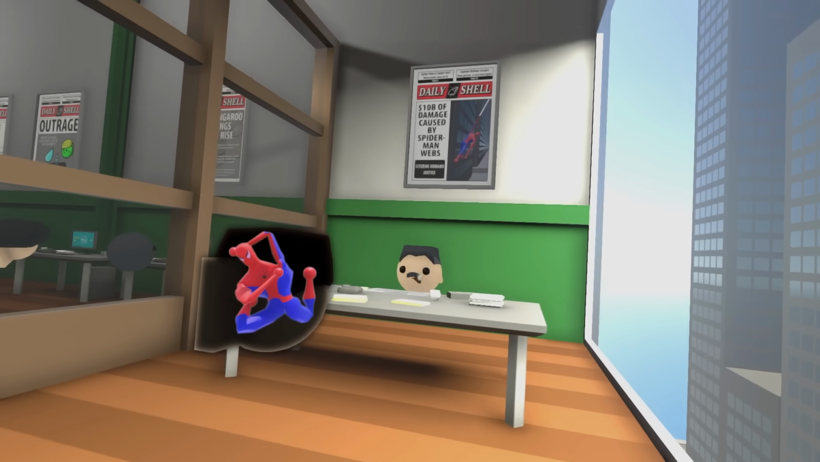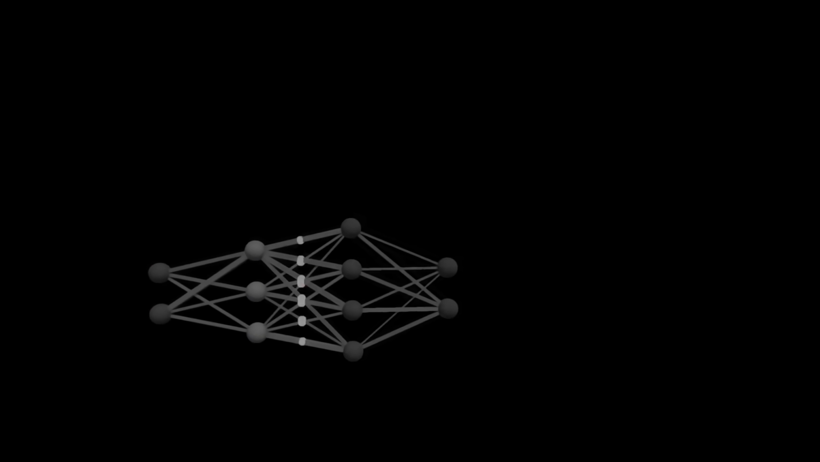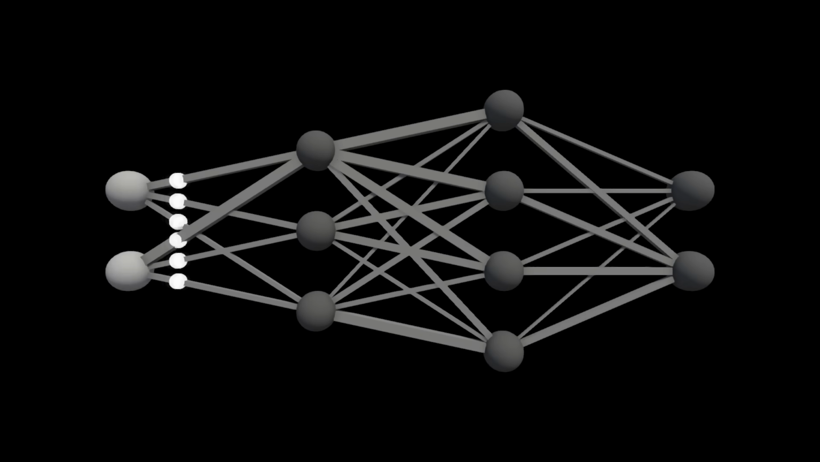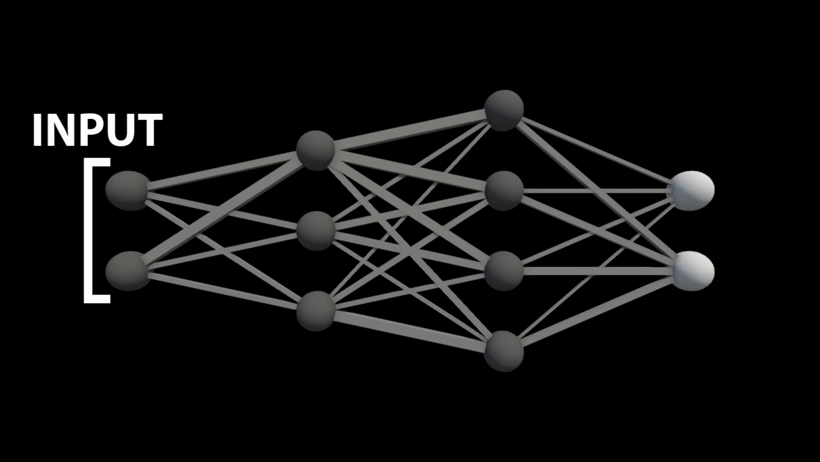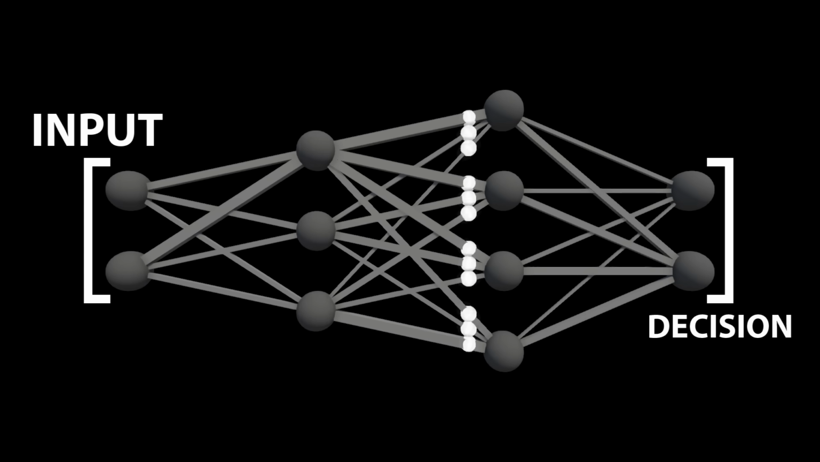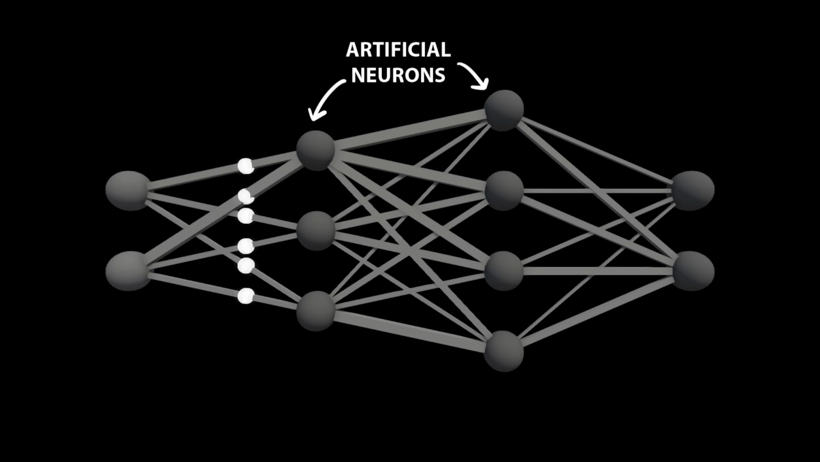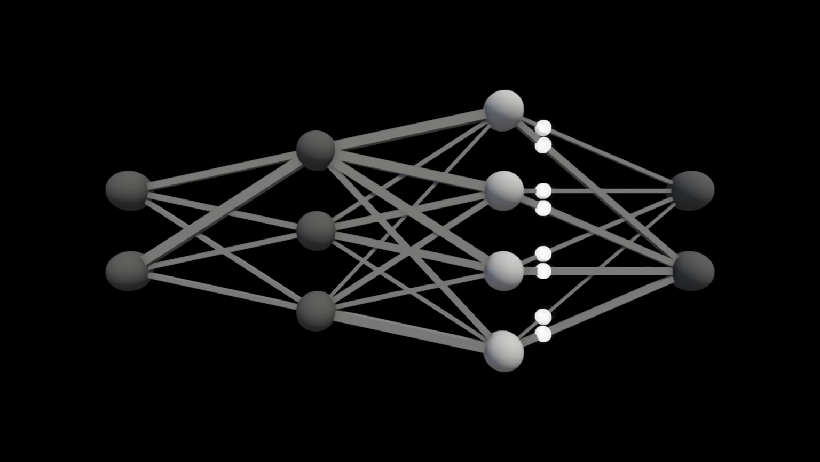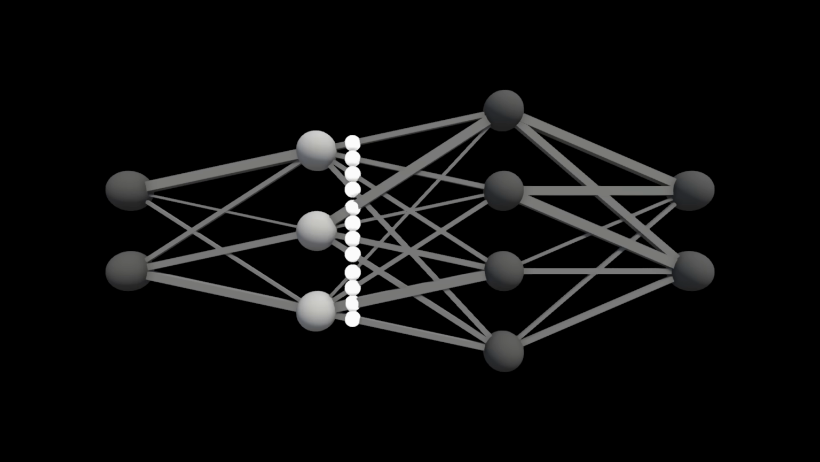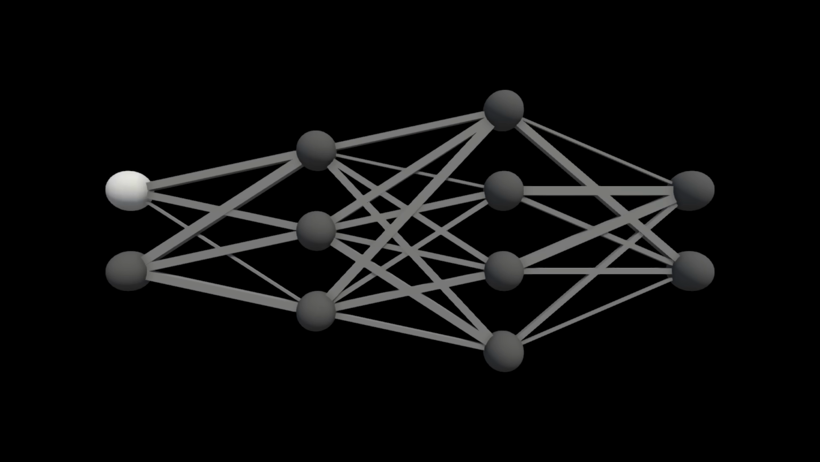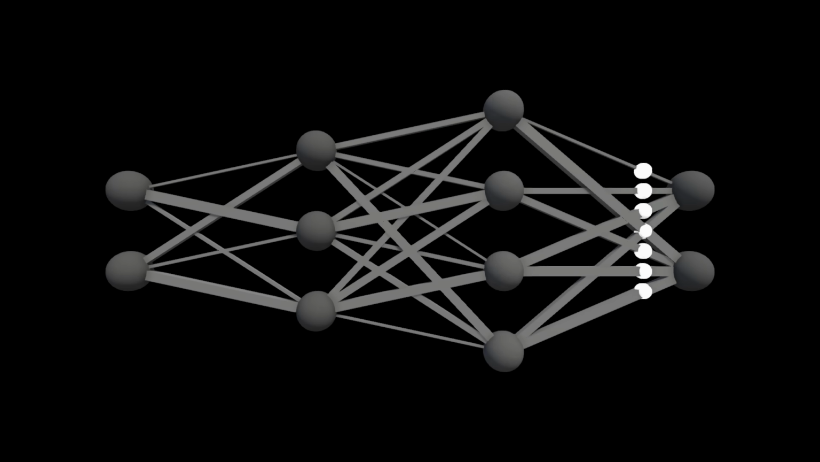Or more specifically, a neural network. Neural networks are like artificial brains, and their main job is to take input, process it, and make a decision. They accomplish this by linking artificial neurons together, allowing information to flow from one side to the other. Neural networks can also learn, which is accomplished by strengthening or weakening connections between its neurons, changing how information flows through it. We'll come back to the learning later.